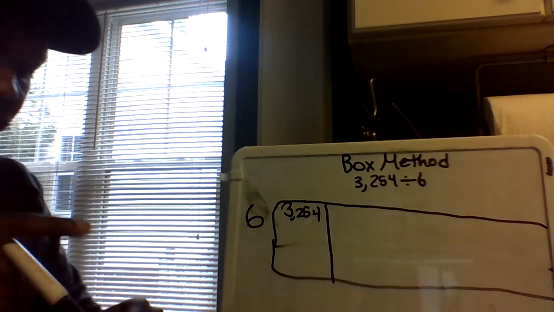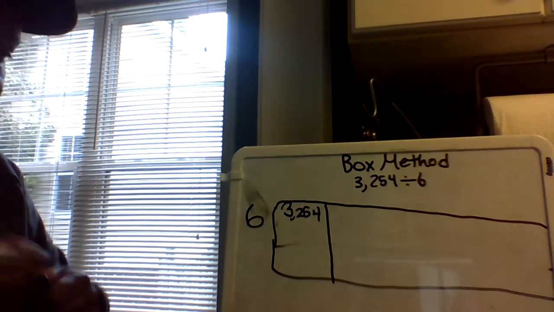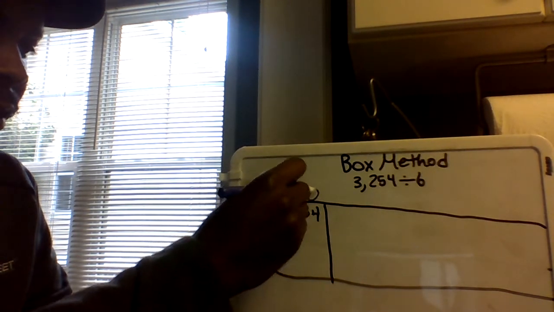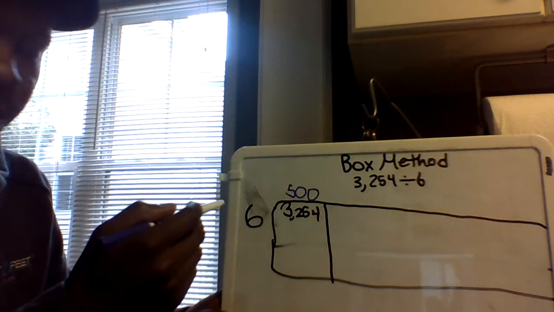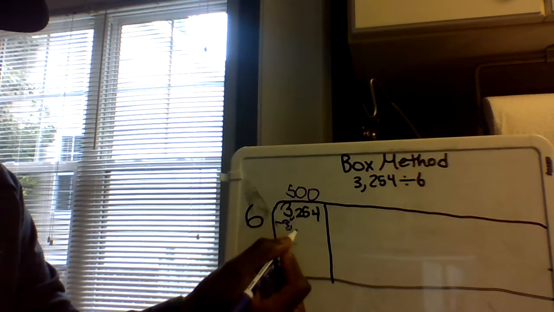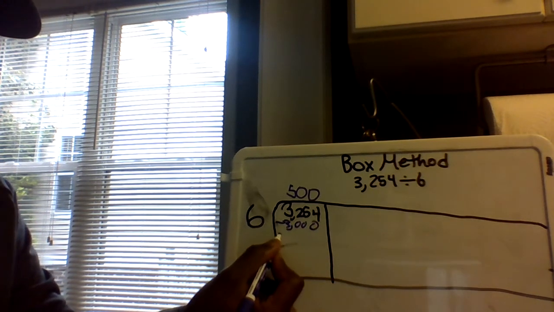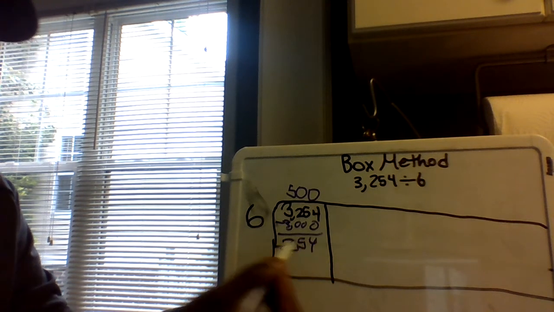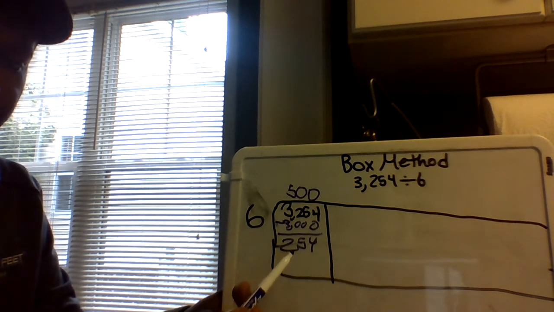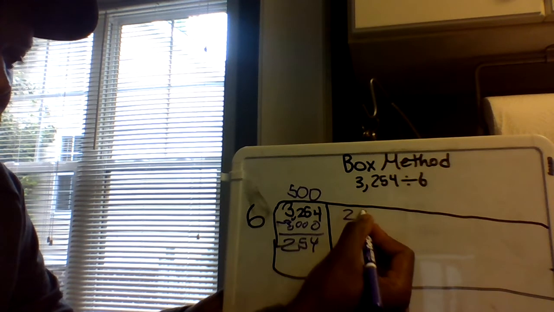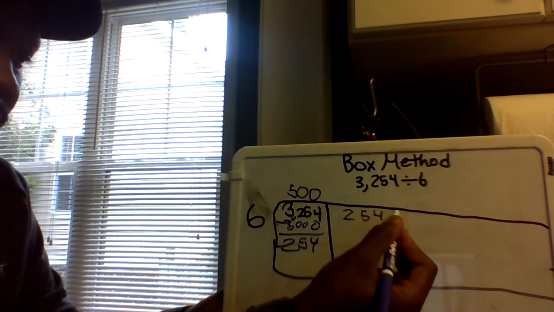So I know that if I do 6 times 500, that's going to get me close to 3,254. So I'm going to go ahead and switch my marker. I'm going to put my 500 up top. And what was 500 times 6? It was 3,000. So that's what I want to take away from this number, 3,000. That leaves me with 254. This number, what I get after I subtract my difference, is now going to go in my next box. So 2, 5, 4. I'm going to go ahead and close that.